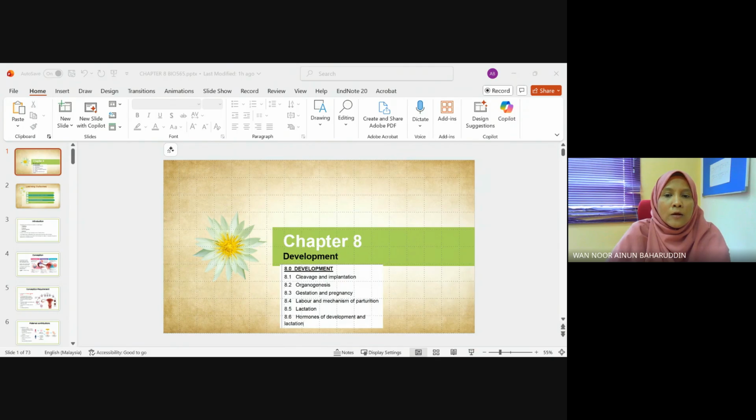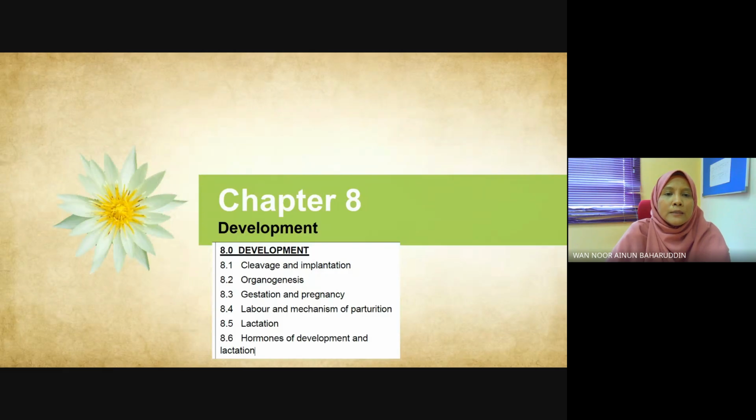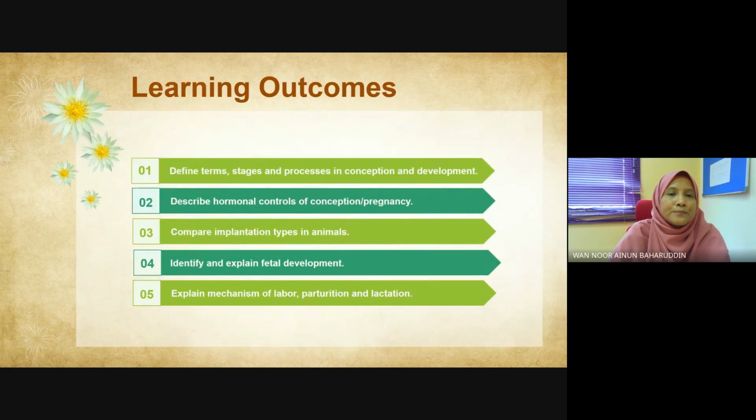Okay, on this chapter. So for chapter 8, there are 6 subtopics that we want to cover. For the first one, what are cleavage and implantation? Second, organogenesis, how the organs are developed? The gestation and pregnancy in a woman, labor and mechanism of parturition, lactation, and hormones development and lactation. So there are 6 parts of this chapter.